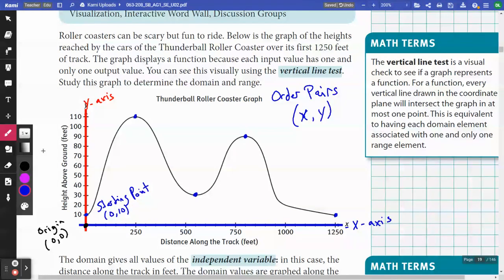And if we have a starting point, what should we have? An endpoint. And that's going to be here. We're going to say this is our endpoint. And what's the ordered pair for it? Look at the x-axis. The x-axis represents the distance along the track. 1,250. If you're at the end of it, that means you've gone the 1,250, but you're back at the starting height. So how high are you off the ground? 10 feet.